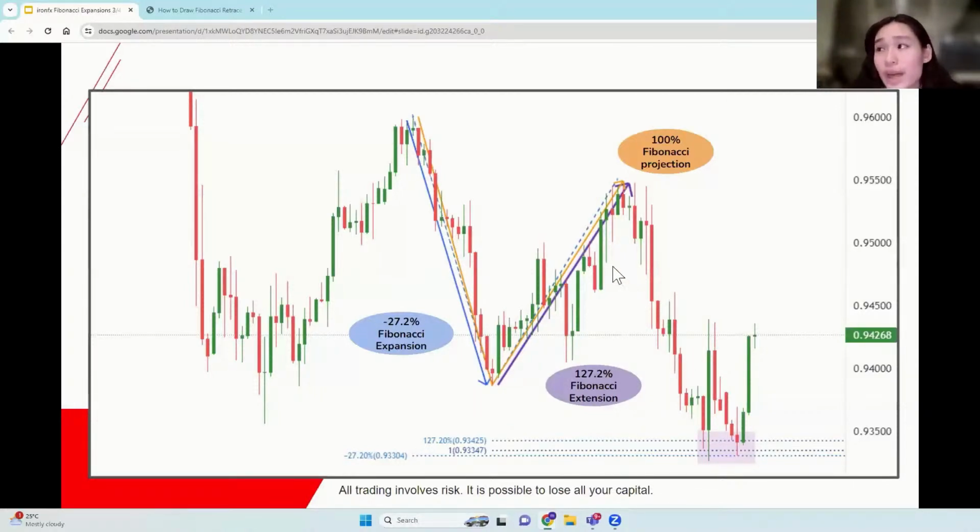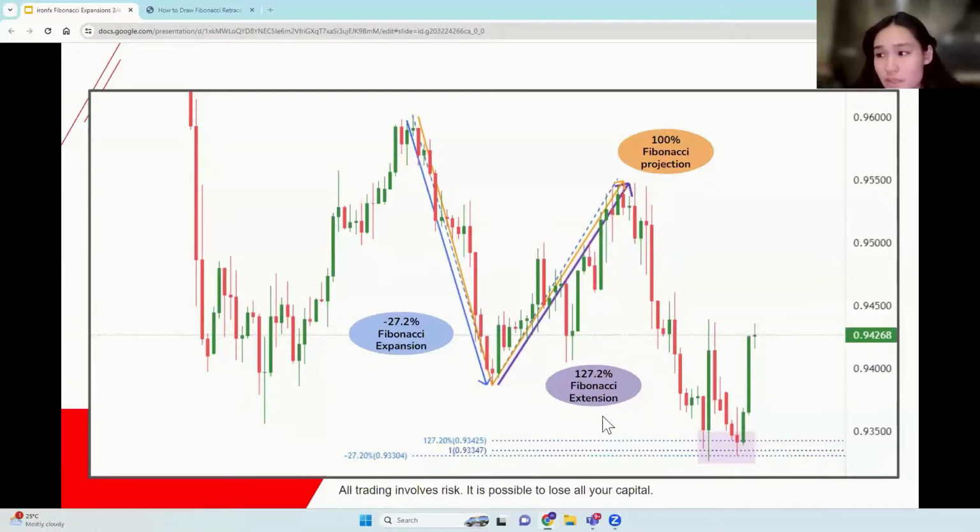And then we also have a 100% Fibonacci projection, which is 3 points. So the starting point is here, middle point here, and ending point here. And those three levels all line up in the same area, which gives us this very nice confluence area where we can expect price to bounce off of this very strong support level.